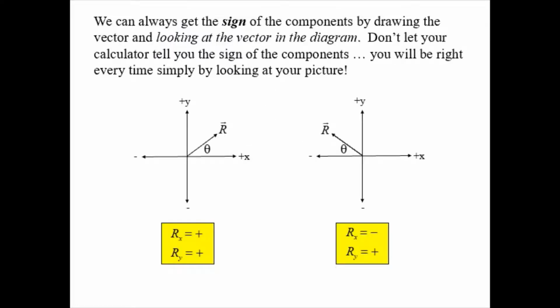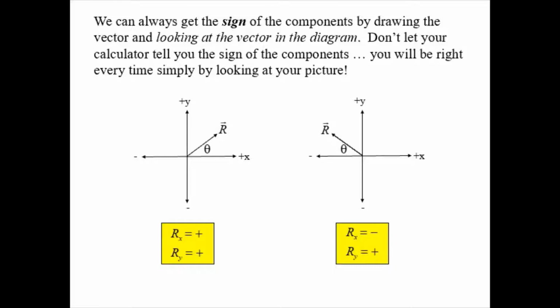So one thing that I hope is clear to you now is that we can always get the sign of our components correct by drawing the vector and then looking at the vector in the diagram. Okay? We don't need to let our calculator tell us the sign of the components. We're going to be right every single time by simply looking at our picture. And this is another reason diagrams and pictures are so important in physics.